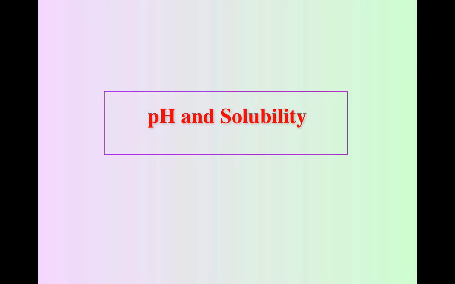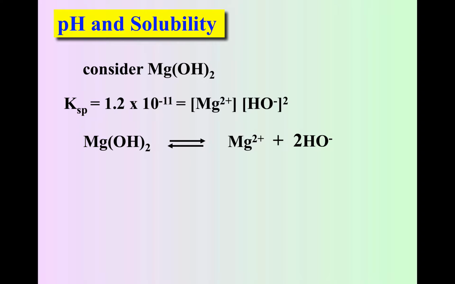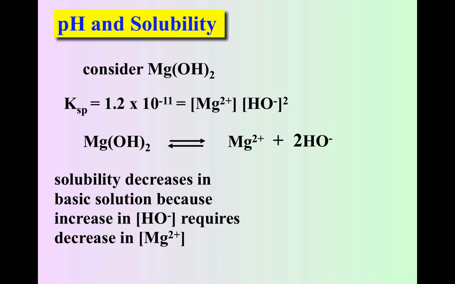All right, pH and solubility. So if you've got something like hydroxide as the polyatomic ion in your insoluble solid, putting an acid in there is going to make it more soluble. Putting hydroxide in there is going to make it less soluble. So if you put a bunch of hydroxide in there, it's going to suppress how much magnesium hydroxide solid is going to ionize.